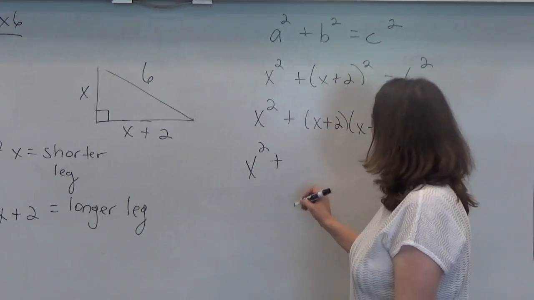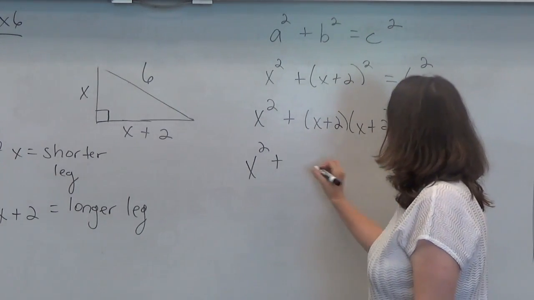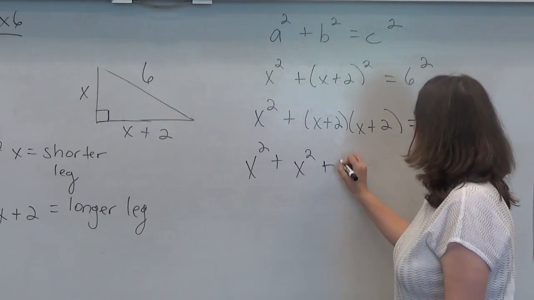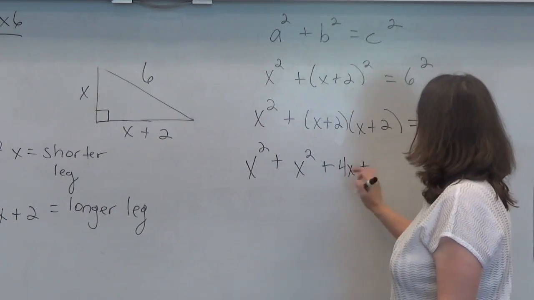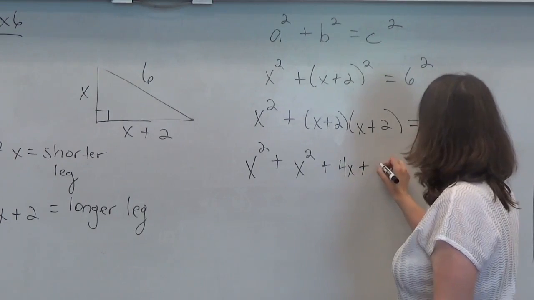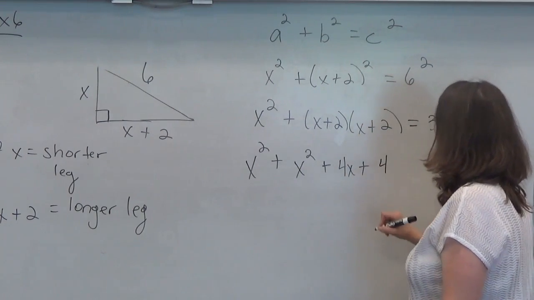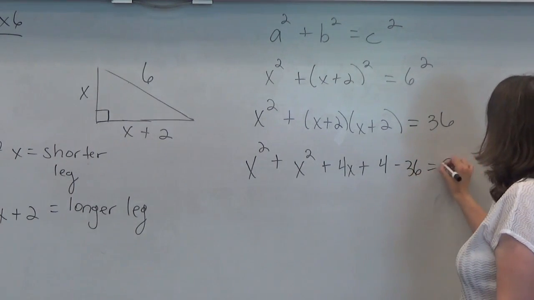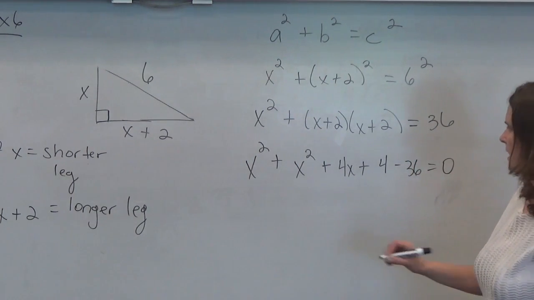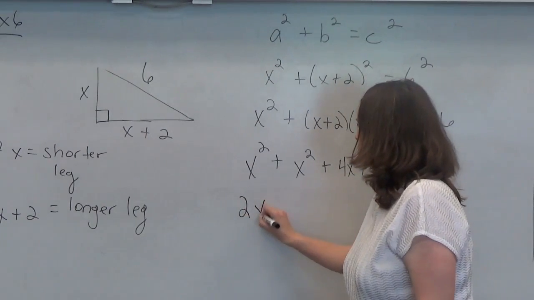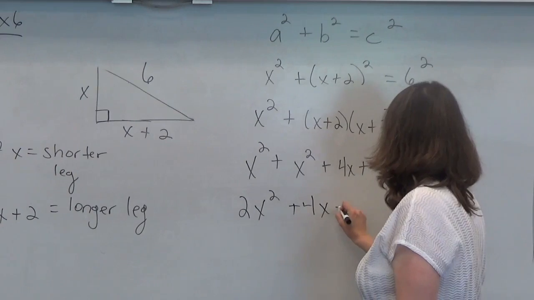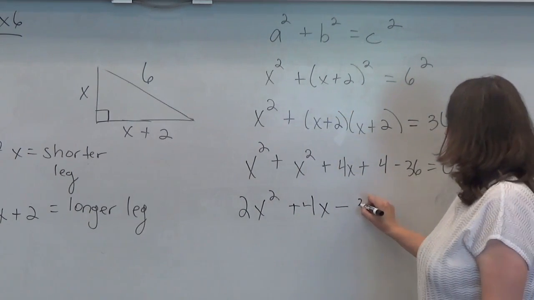Okay, so we've got x squared plus, you're going to FOIL, x squared plus 2x plus 2x is 4x, plus 2 squared, excuse me, 2 times 2 is 4. I want to subtract 36 here, set it equal to 0. So I have 2x squared plus 4x minus 32 equals 0.